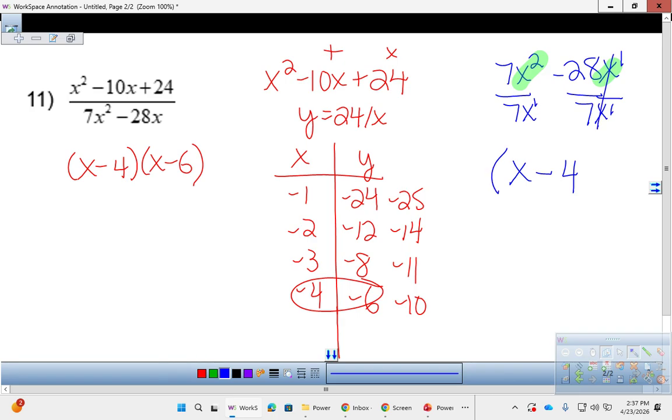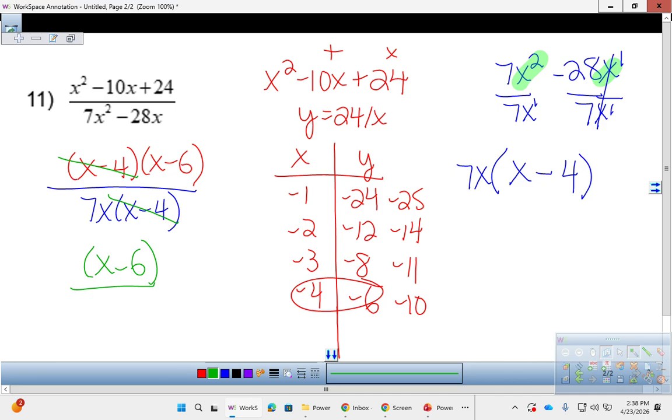Remember, the most important part of a GCF is putting the GCF in front. So the bottom is 7x times x minus 4. You can see that I've got an x minus 4 and an x minus 4. Because they match perfectly on the top and bottom, I can cancel them out. And this is what I am left over with.